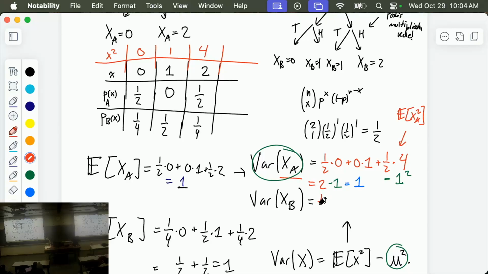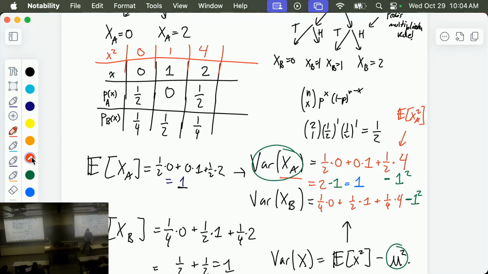It's 1/4 times 0 plus 1/2 times 1 plus 1/4 times 4, and then with the same minus 1 at the end, minus 1 squared. And now when you add these numbers up, 1/4 times 0 is 0, 1/2 times 1 is 1/2, plus 1/4 times 4 is 1.